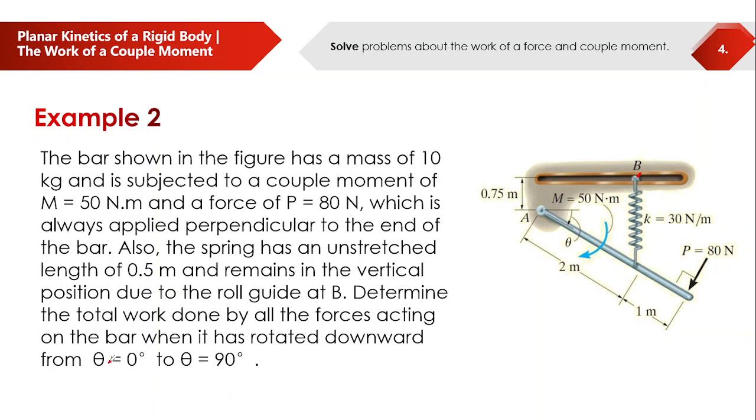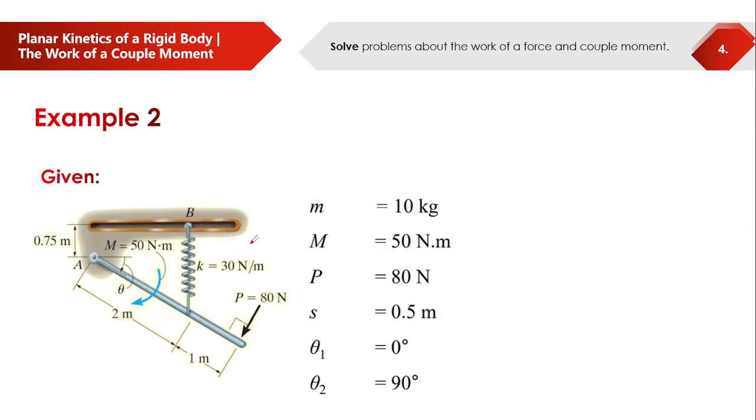when it has rotated downward from 0 degrees to 90 degrees. So, ito yung theta sub 1 mo. Okay, theta sub 2. Okay, so ito yan. So, again, determine the total work done by all the forces acting on the bar when it has rotated downward from theta sub 1, 0 degrees, to theta sub 2 equal to 90 degrees. Okay. So, first, given and record.